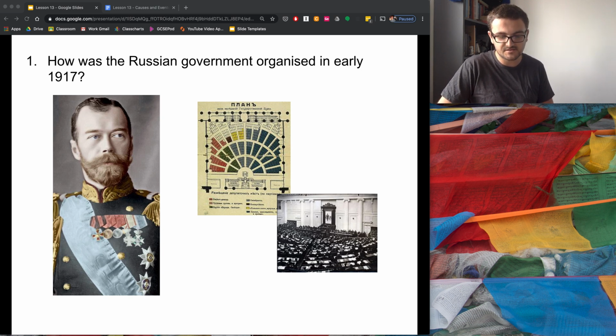Tsar Nicholas II had very much most of the power. So the organisation was with Tsar Nicholas II being the strong autocratic ruler. There existed a Duma allowing some representative democracy, but it was not very powerful at all.